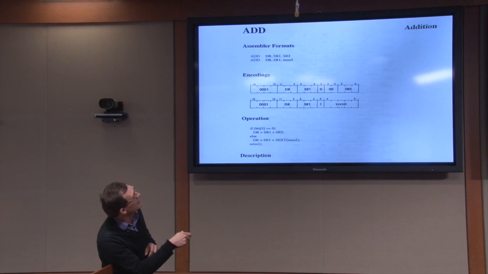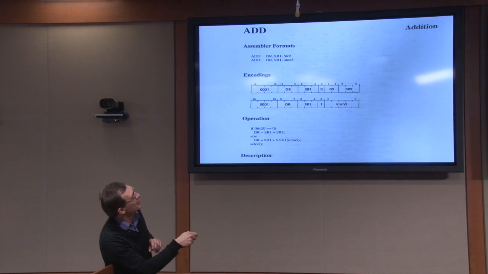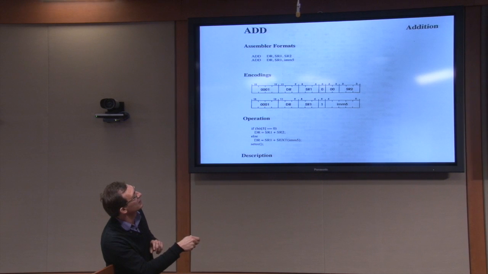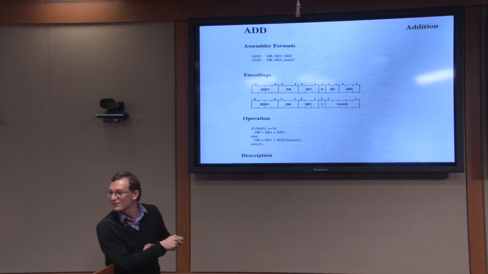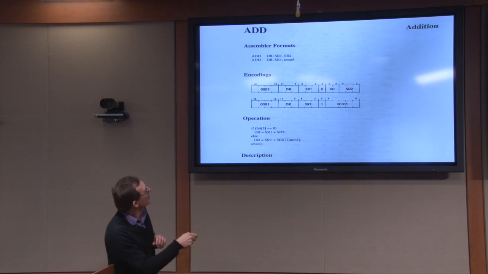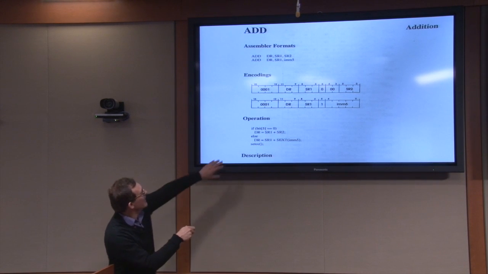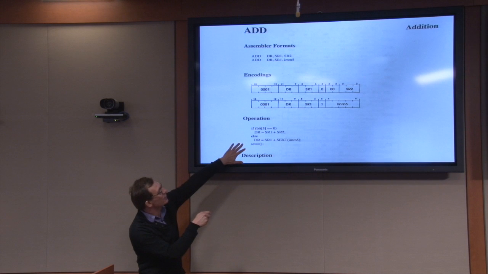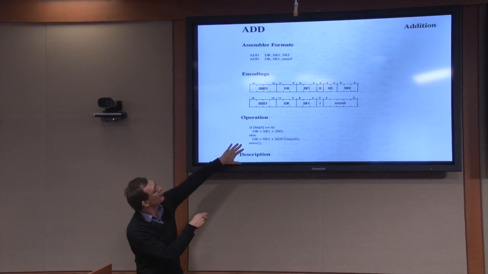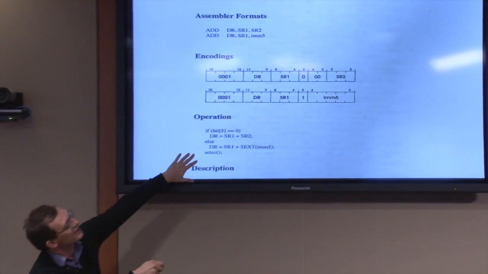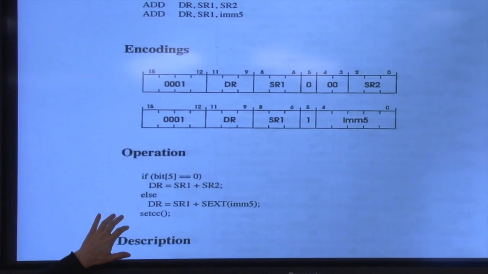How does the hardware decide whether or not the second operand is a source register or an immediate? Well, it's bit 5 that makes the difference. If you look at the operation in pseudocode, it says if bit 5 is 0, then the second operand is a source register. Otherwise, the second operand is a sign extended value of this immediate.